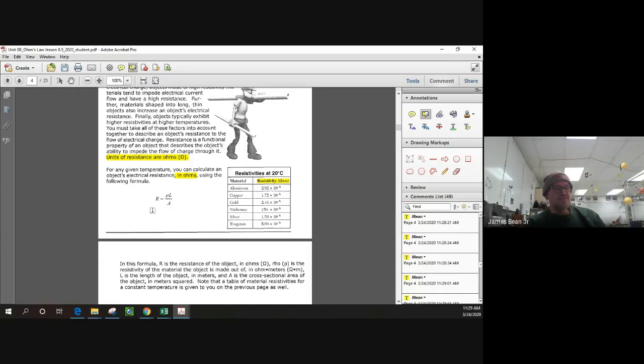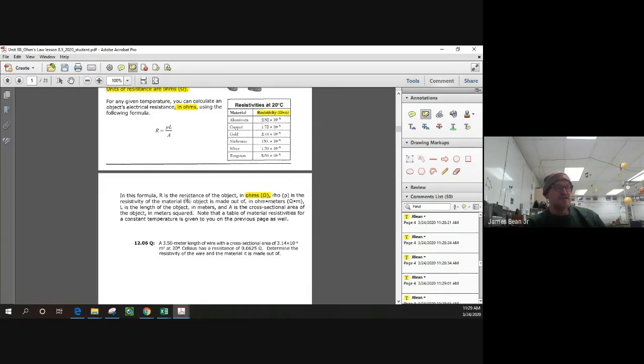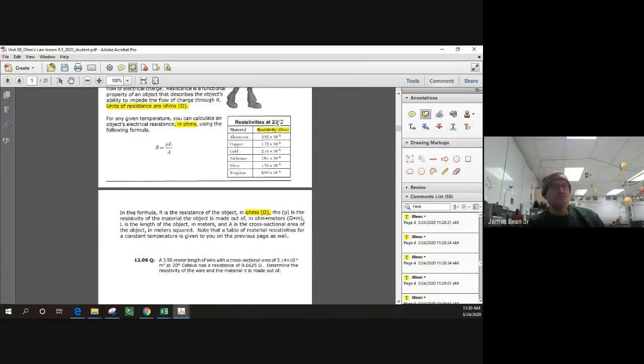So resistance is simply rho, the resistivity, times the length of the conductor or wire, divided by its cross-sectional area. In this formula, the resistance of the object is in ohms. Rho is the resistivity of the material, L is the length of the object in meters, and A is the cross-sectional area in meters squared. So these resistivities are based on 20 degrees Celsius.